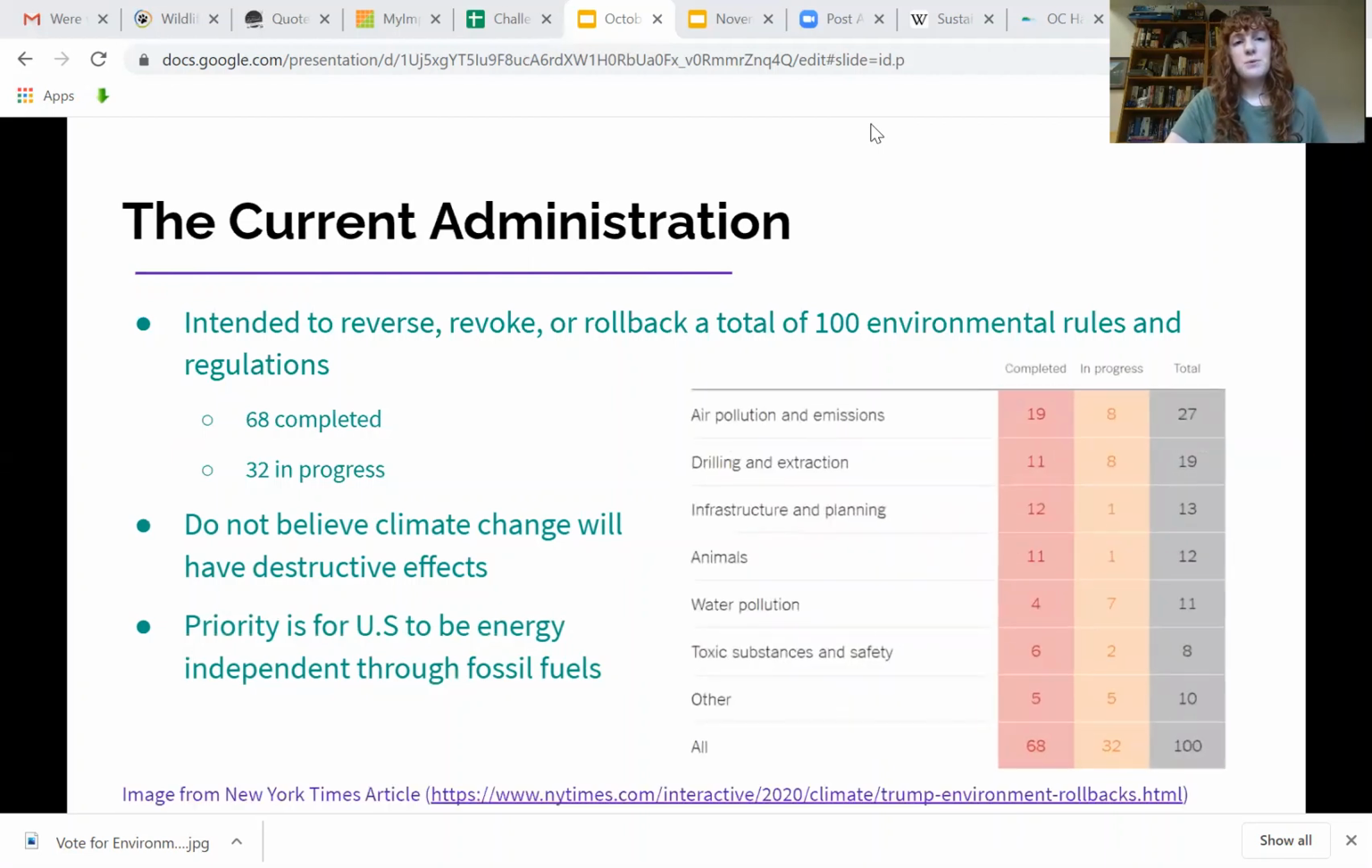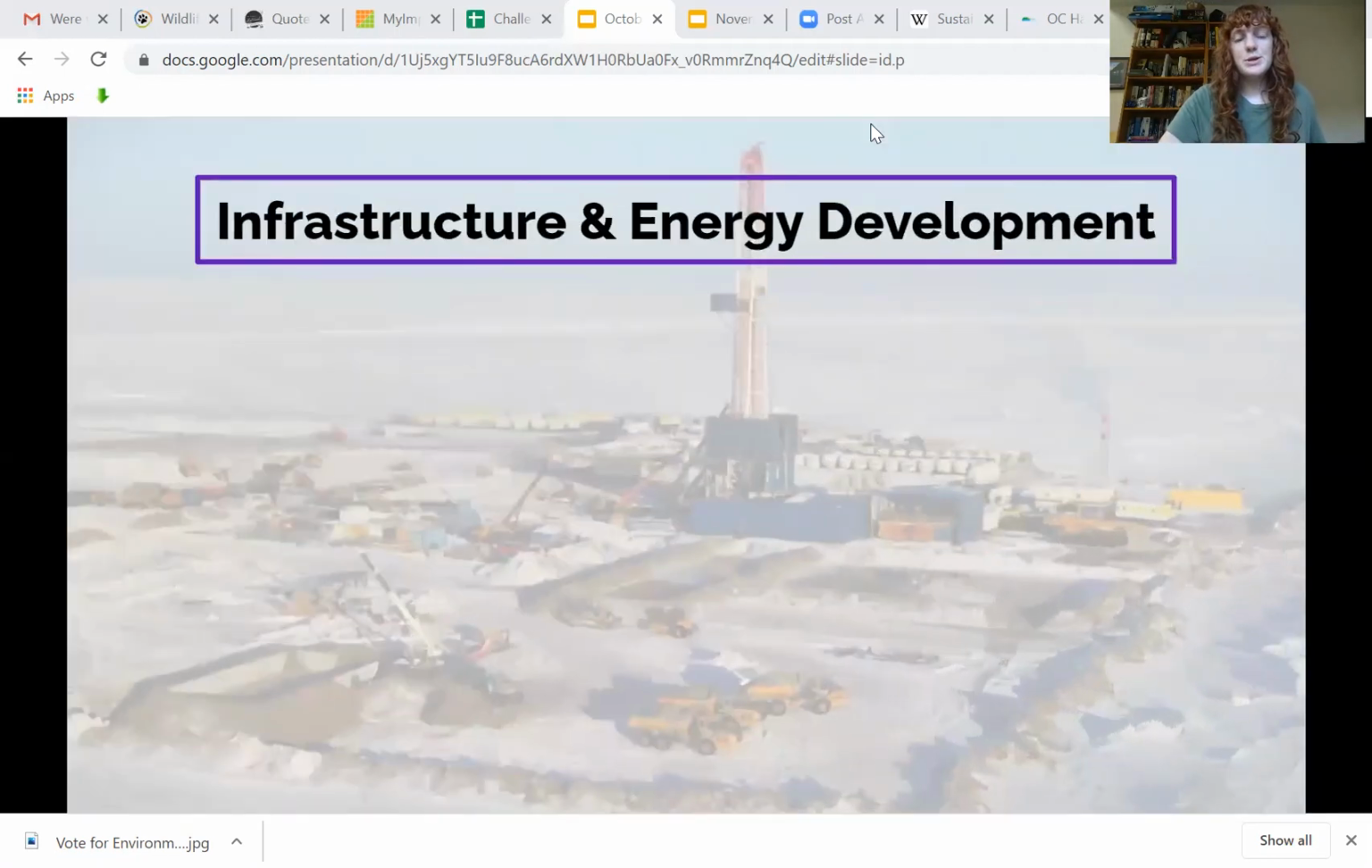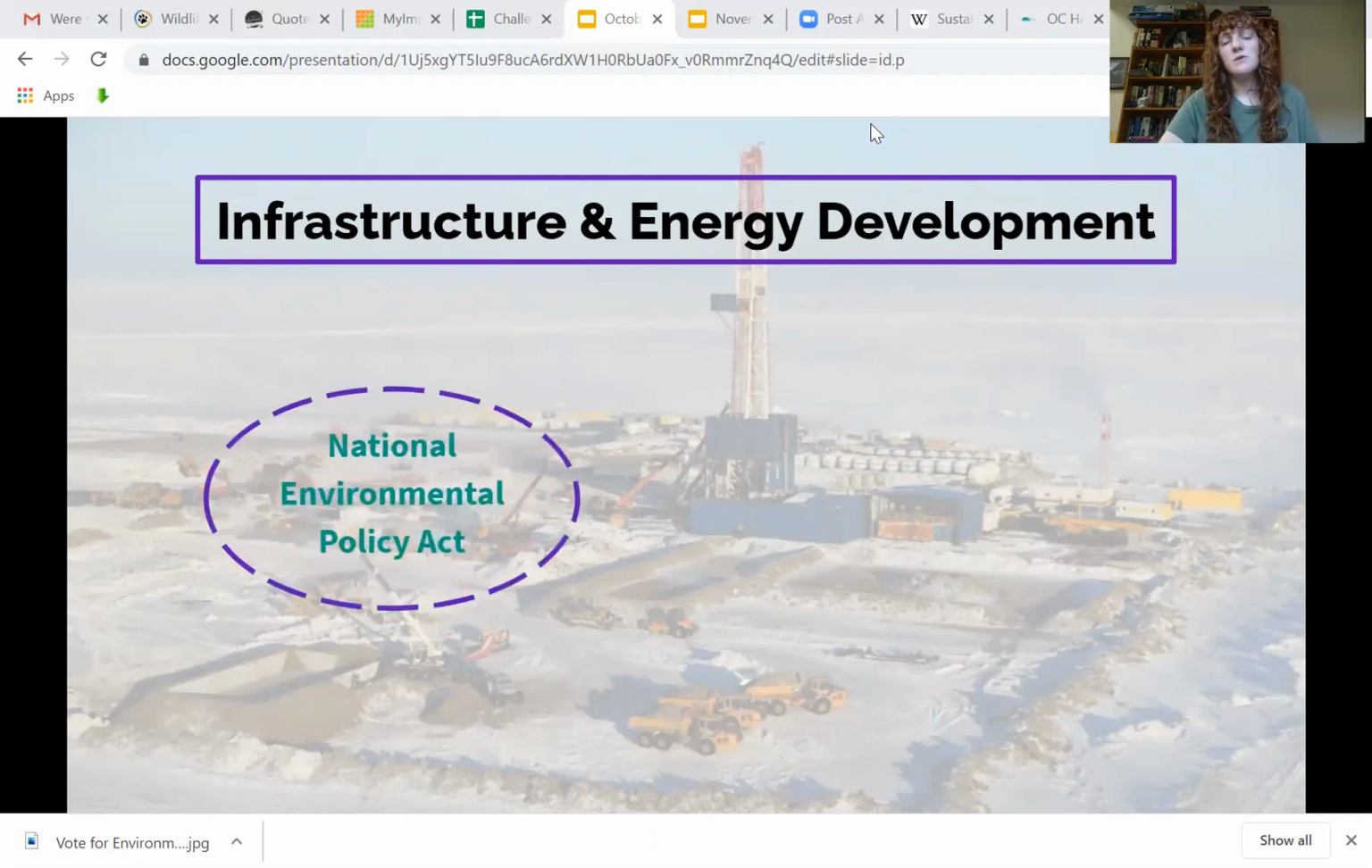Here is an image from the New York Times, which shows the total number from different categories of different environmental rollbacks that they've completed or are in progress. So we're going to be talking about some of these, some of the most notable from different categories, including infrastructure and energy development.